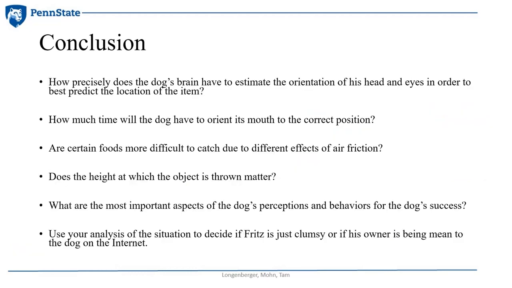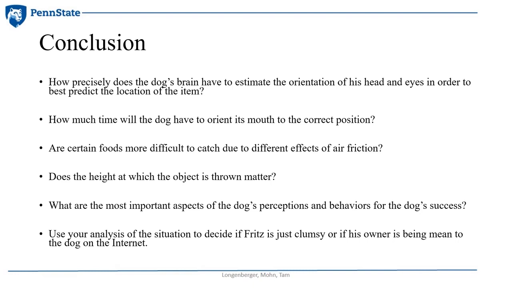So what questions can we answer about Fritz and a dog learning to catch? First, how precisely does the dog have to estimate the orientation of his head and eyes? Our AI model was created so that the dog's head had a hitbox of a few centimeters so that if the food passed through a point, give or take a few centimeters, it would be marked as caught. Similarly, a dog in real life has a range the food can land within and is not just a single point.